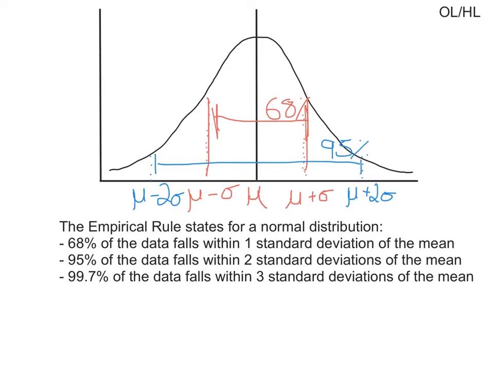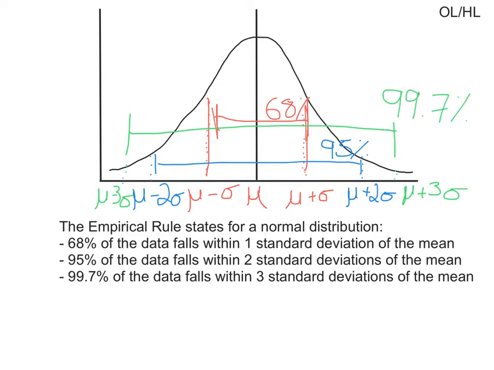The last point of the empirical rule says that 99.7% of the data will fall between plus and minus 3 standard deviations. That covers all this area under our distribution. We use the empirical rule as a quick estimate of the spread of data in a normal distribution.